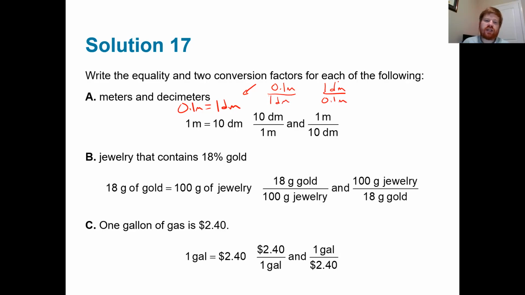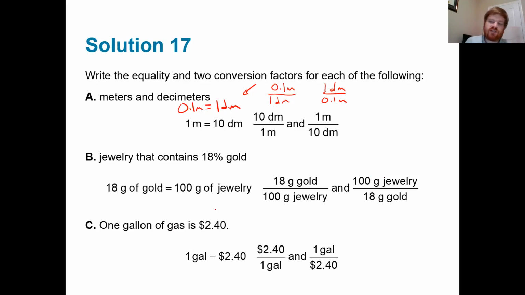Jewelry that contains 18% gold. Well, that means that for every 100 grams of jewelry that we have, 18 grams of gold. So 18 grams of gold equals 100 grams of jewelry. Or we would say 18 grams of gold per 100 grams of jewelry, or 100 grams of jewelry per 18 grams of gold, depending on what we want to use there.